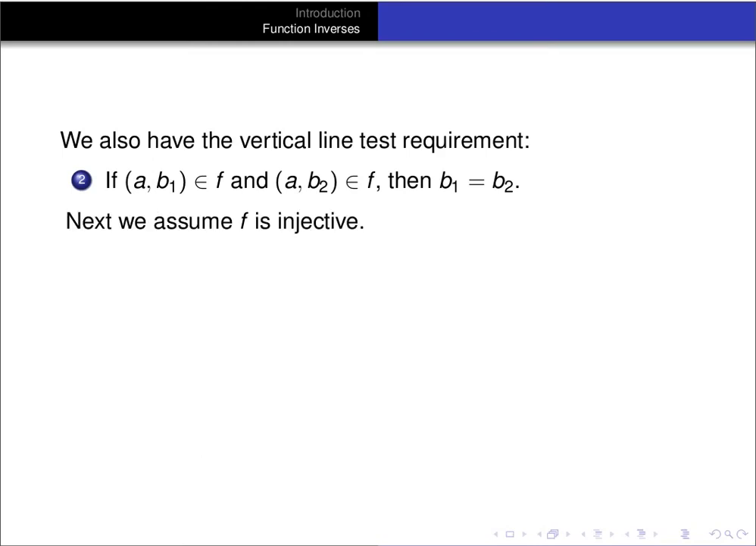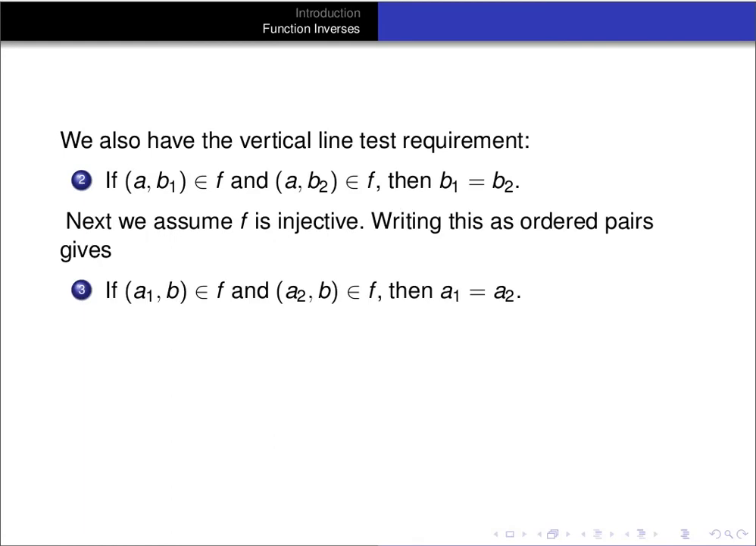Okay, let's assume f is injective. We can write that as ordered pairs as follows. So if (a1, b) is in f and (a2, b) is in f, then a1 is equal to a2. Okay, that would be the same as writing if f of a1 is equal to f of a2, then a1 is equal to a2.